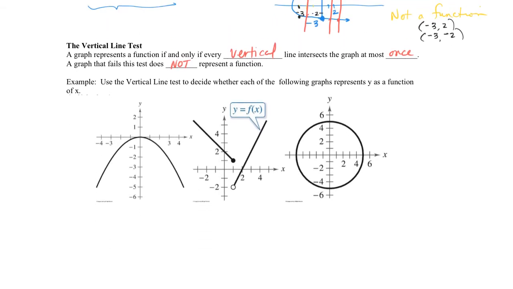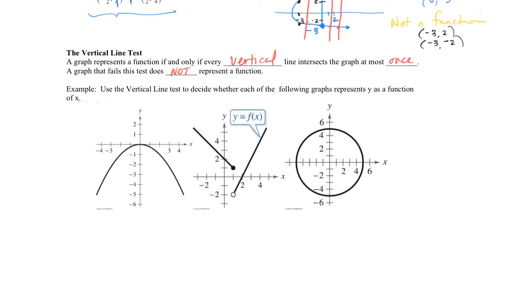Okay, so in our examples below, we're going to use the vertical line test to determine whether each of the following graphs represents y as a function of x. So what I'd like for you to do is pause the video, answer each one of these, and then come back and check your work. Okay, so for the first one, you should have that, yes, this is a function.